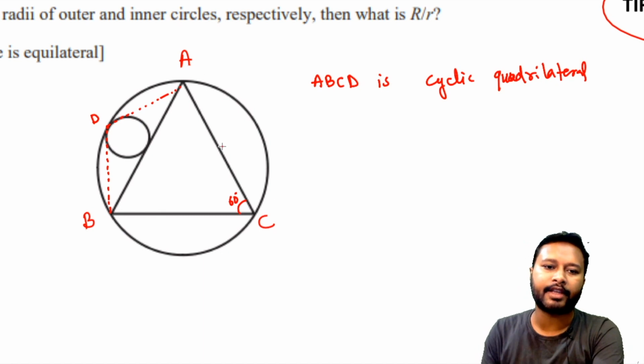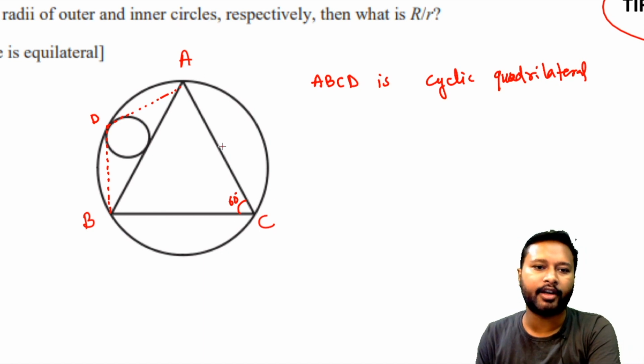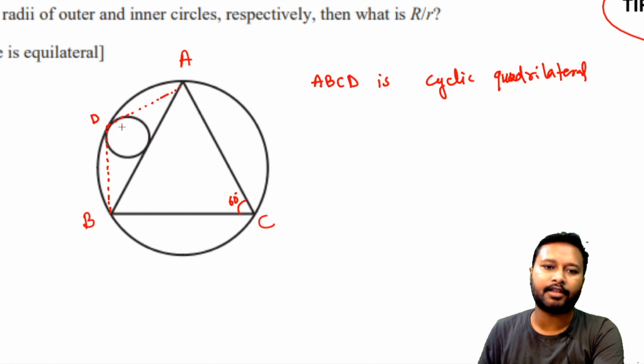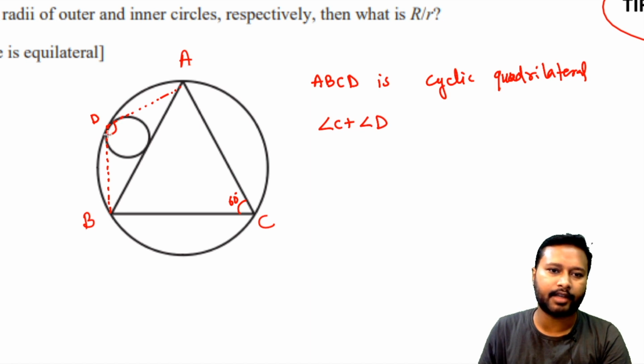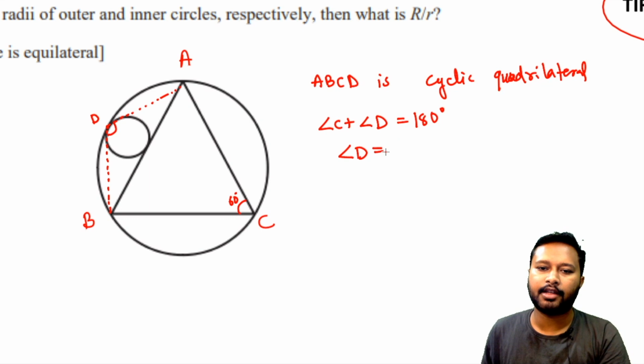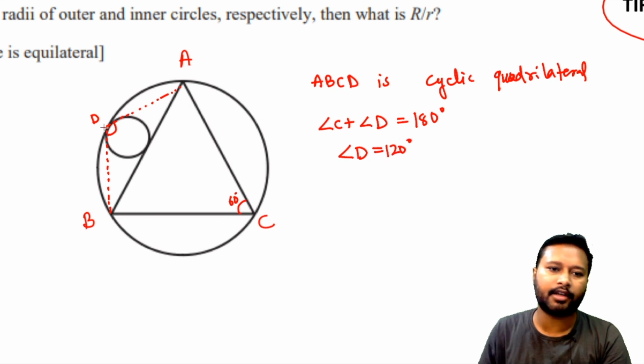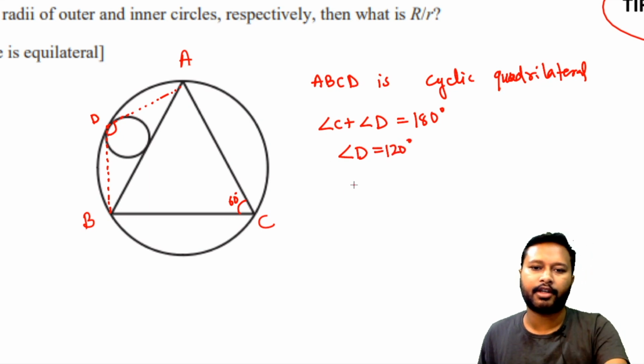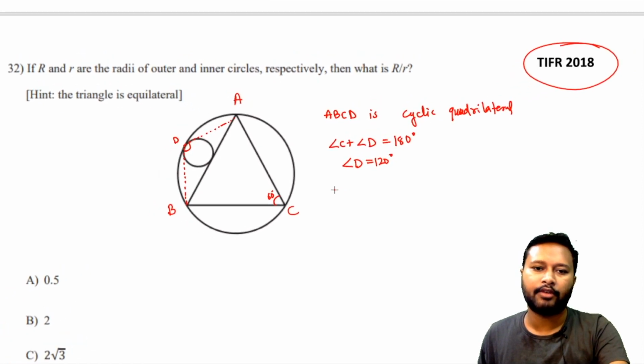So a property of a cyclic quadrilateral says that the opposite angles sum to 180 degrees. That means angle C plus angle D, this is angle C and this is angle D, should be equal to 180 degrees. That means my angle D will be equal to 180 minus 60, that will give me 120 degrees. So this angle D is 120 degrees. All right, this is something which we have to understand.